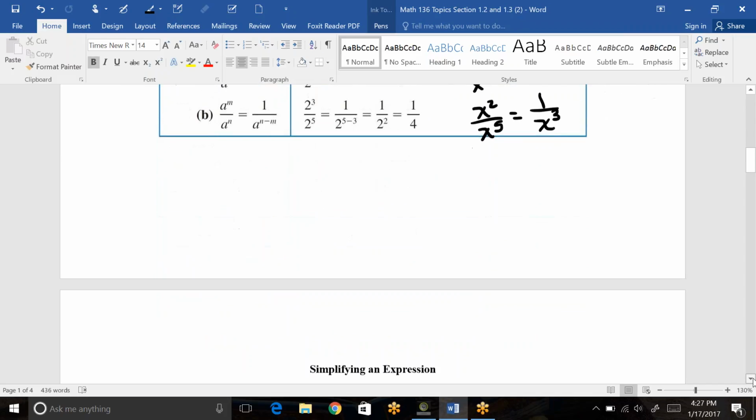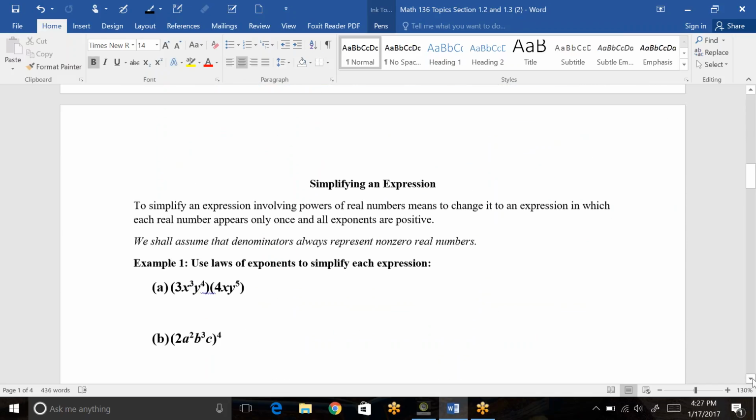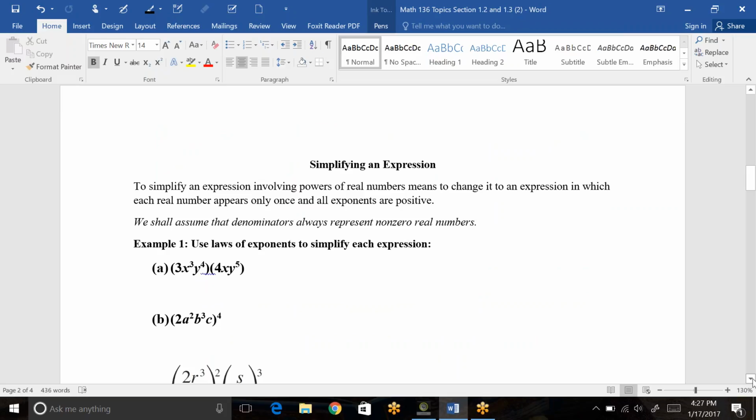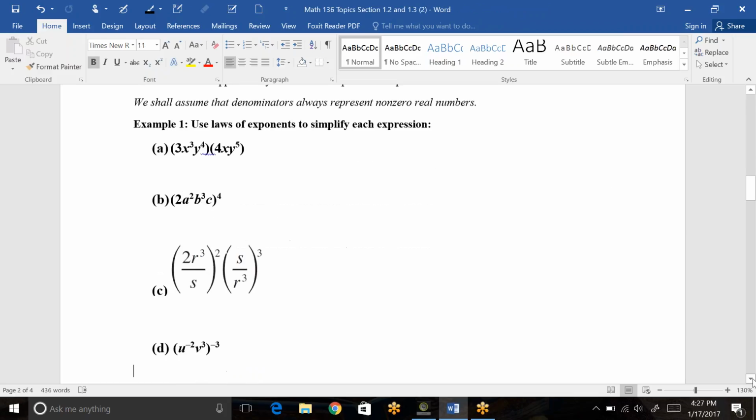Okay, so let's look at some examples with exponents. The rules say to simplify an expression involving powers of real numbers means to change it to an expression in which each real number appears only once and all exponents are positive. Okay, so we're going to walk you through what that means by actually looking at some examples. And we assume that all of our denominators are always non-zero real numbers. That means we don't want to divide by 0, so we're just assuming that the variables are not 0.